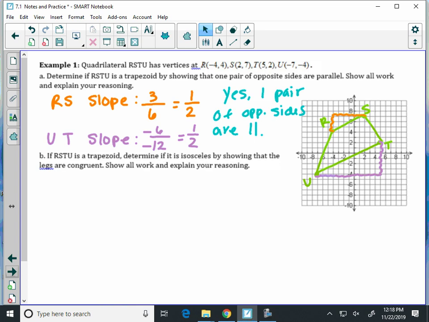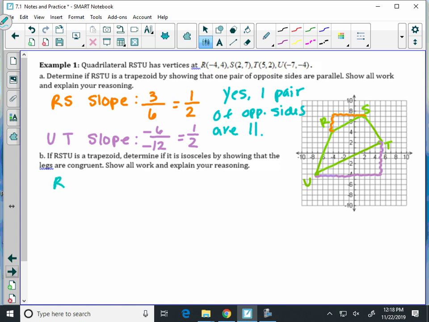If RSTU is a trapezoid, which it is, determine if it's isosceles by showing that the legs are congruent. And we said the legs are the two sides that aren't parallel. So what are our two sides that aren't parallel? ST and RU. So let's find the distance of those.